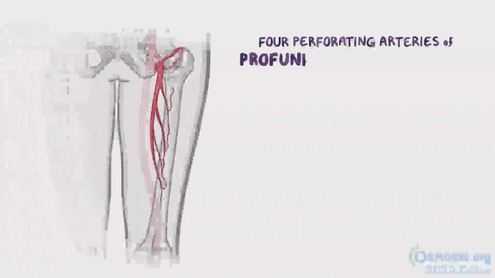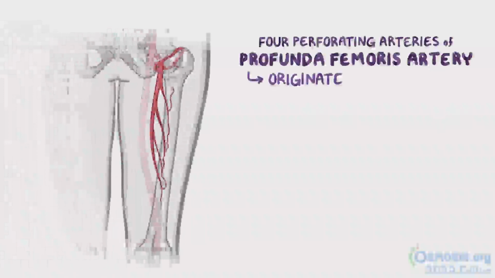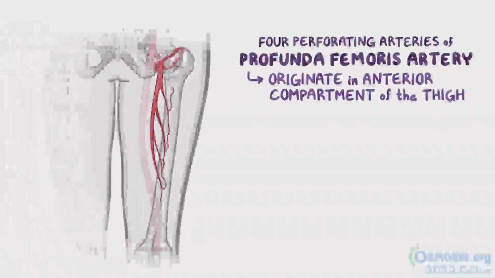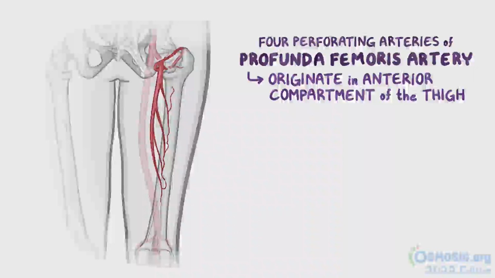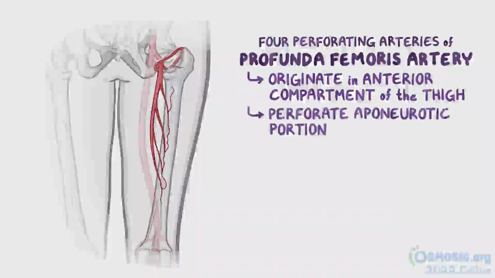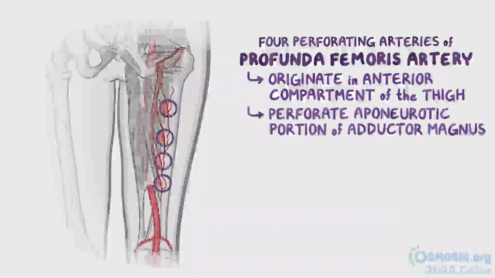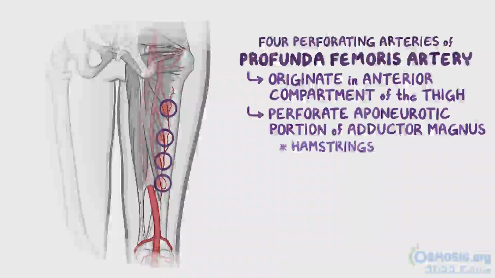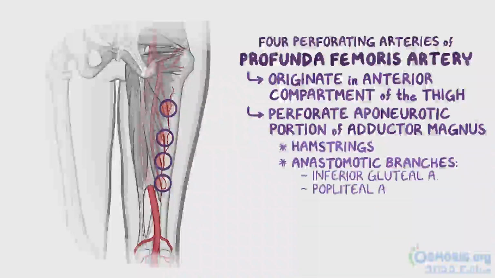Moving on, the gluteal region also houses the 4 perforating arteries of the profunda femoris artery. 3 of the arteries originate in the anterior compartment of the thigh, whereas the 4th is actually the terminal branch of the profunda femoris artery itself. Now, the perforating arteries are large vessels with an intercompartmental course. This means that from their anterior origin, they perforate the aponeurotic portion of the distal attachment of the adductor magnus to enter the posterior compartment. Here, they typically give rise to muscular branches to the hamstrings and anastomotic branches that ascend or descend to unite with those arising from the other perforating arteries, or the inferior gluteal and popliteal artery.